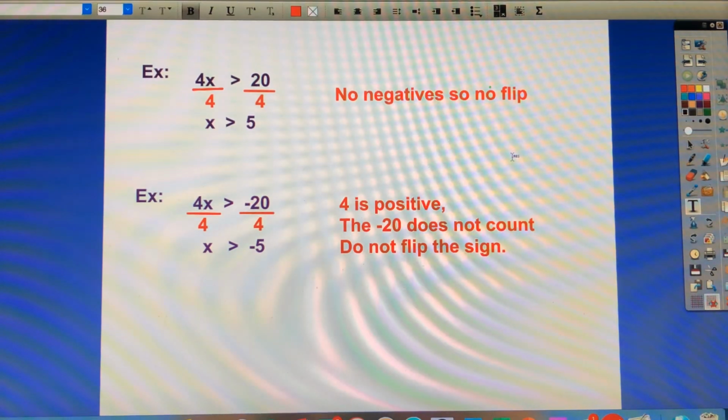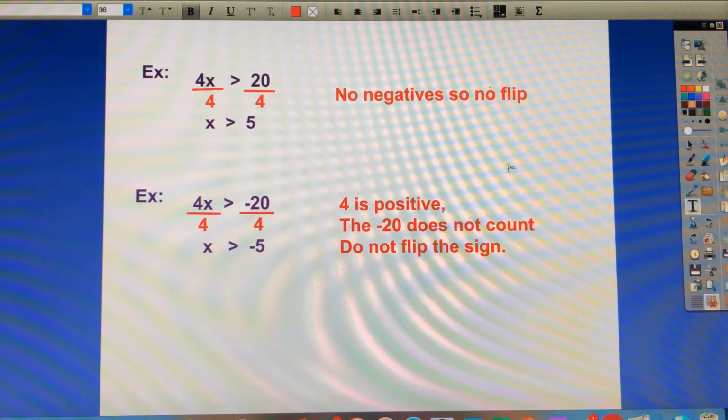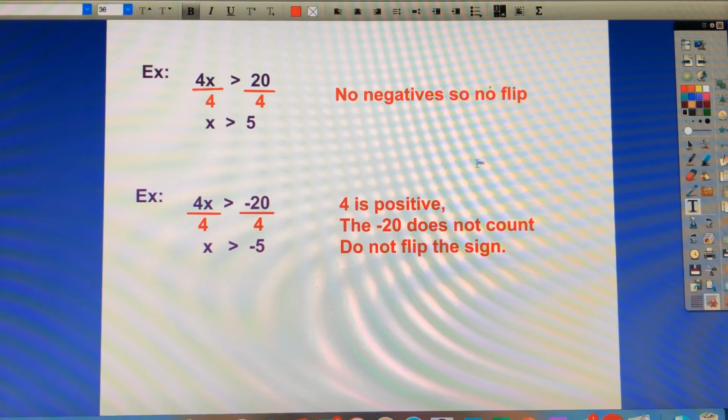That's it for multiplication and division with inequalities. It's actually very easy. Just remember the rule. If you multiply or divide by a negative value, you must flip the inequality sign.